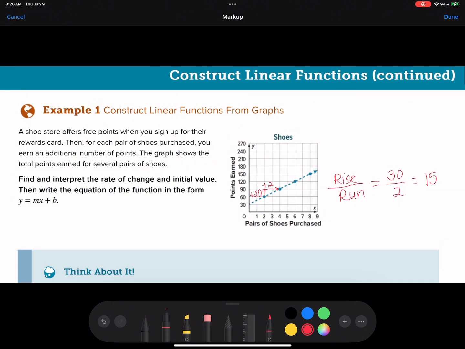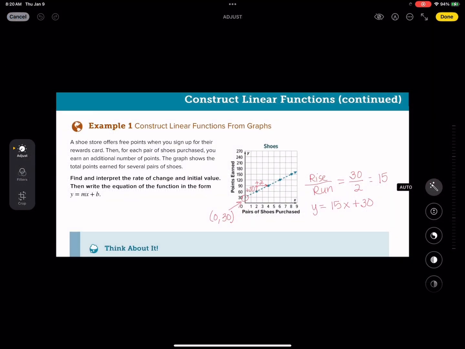All right, so I can plug this into an equation, lickety-split, and I get 15x plus b. But I don't want to write just b, so I'm going to look for where my x value is 0, and I see that there is a point at (0, 30) on my graph. So my new equation is y equals 15x plus 30.